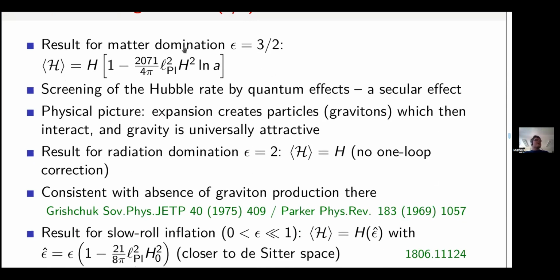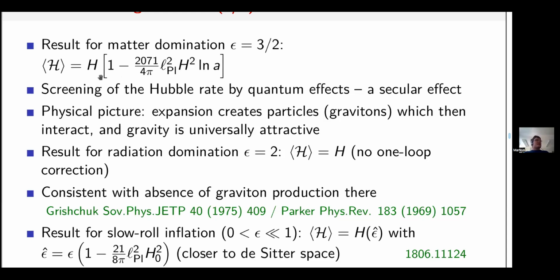background spacetimes. There is a phase during the expansion of our universe, which is called matter domination. It has a certain epsilon, 3/2 in that case. And this is the result that you get. So if you're on the background, you just get the H back that you have. It depends on time in a specific way. And then there's a quantum correction, again, proportional to the Planck length, so very small. But there's a log of a here. So a is the scale factor, so the size of our universe that grows. Log a still grows, slowly, but it does.